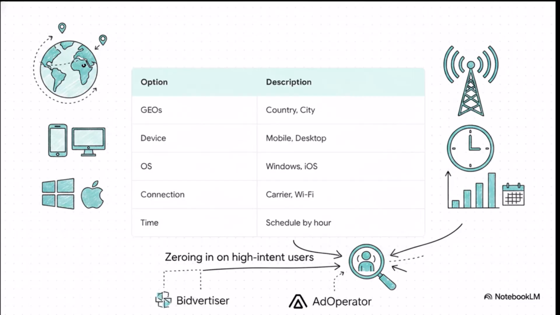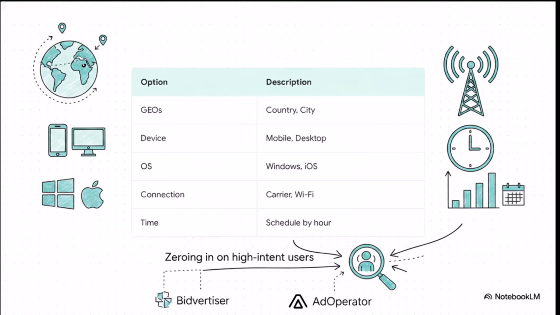You aren't just targeting a broad country. You can target specific cities, specific operating systems like iOS or Windows, and even connection types. That means you can target users specifically on a certain mobile carrier, like Vodafone or AT&T. You can even schedule your ads by the time of day when you know your audience is most active.